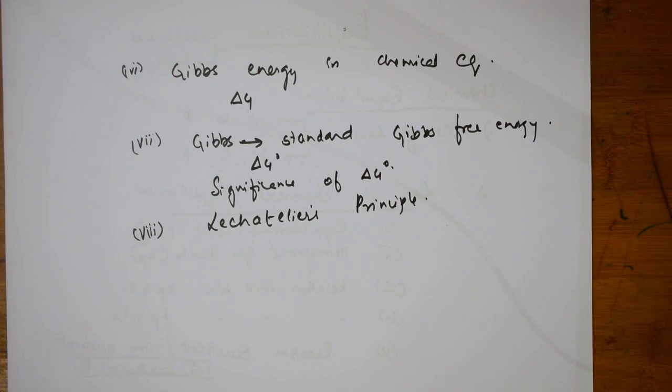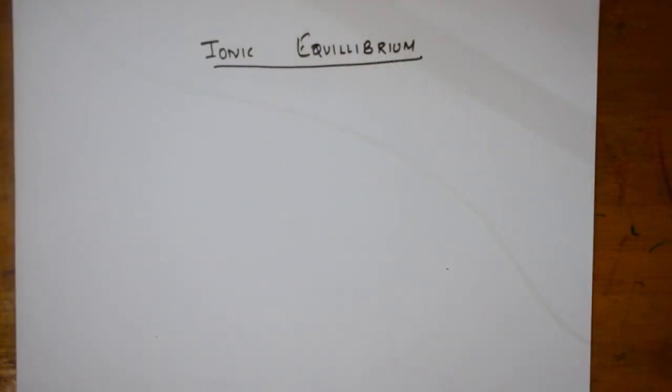Then let us come back and start with your ionic equilibrium. Let us see the concepts. Now let's see what are the concepts which you should remember in ionic equilibrium. Basically the Arrhenius concept, Bronsted-Lowry concept, Lewis acid concept, all these come under this subtopic. So let's write what are there.